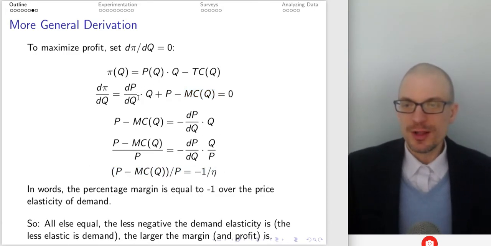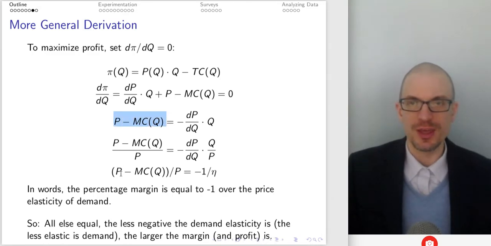Okay, so here I'm going to isolate price minus marginal cost. This is the margin, the markup. This is the price, this is the marginal cost. This is going to be the per unit profit that the firm is going to get. Now, this part I've moved to the other side, so it's going to be a negative dp dq times q. That's this right here.